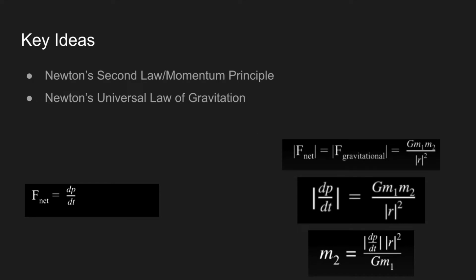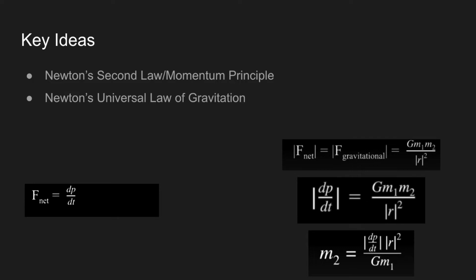Before I go into the computational models for the lab, let me go over some key ideas. Newton's second law and the momentum principle are used to calculate the net force acting on the star in the computational model of a star orbiting a black hole. We can use Newton's second law, which is F net equals dp over dt, to use the star's motion to help find the net force of the black hole acting on the star without initially knowing its mass component.